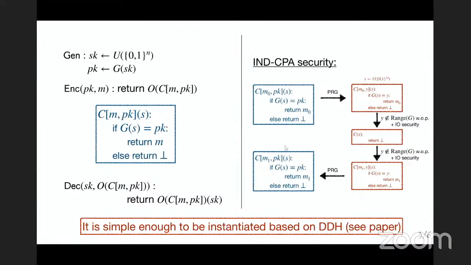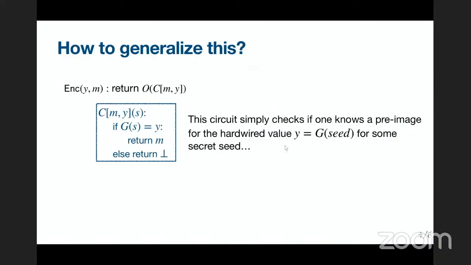So the starting point of our work is that actually, if you check a bit the details, you can see that this is simple enough to be instantiated based on DDH. So we provide a statistical obfuscator for such a circuit using the DDH-based PRG. And so the thing we try to do in the paper then is to generalize this idea.